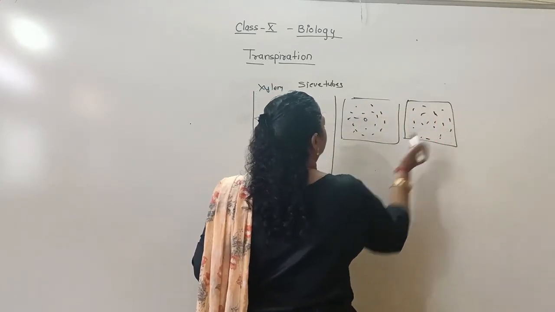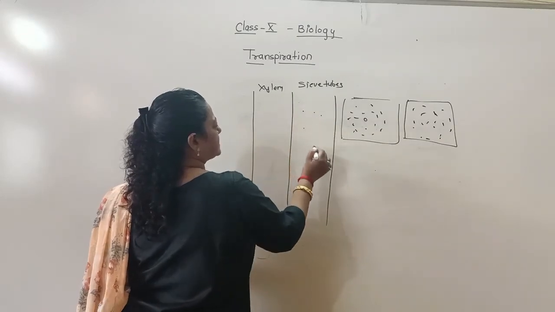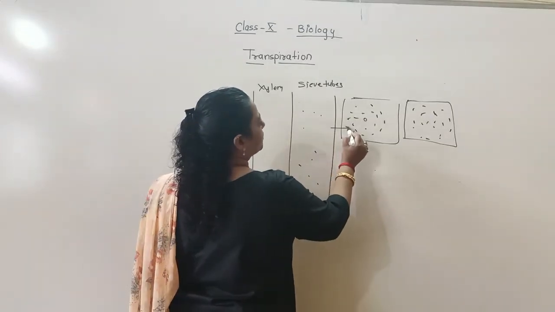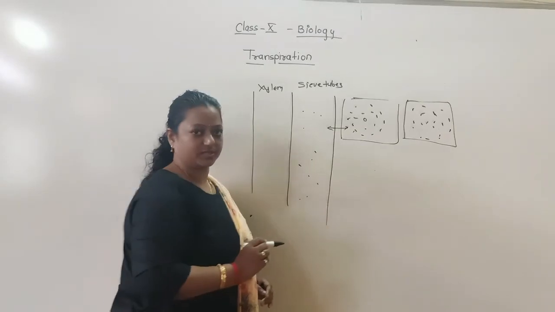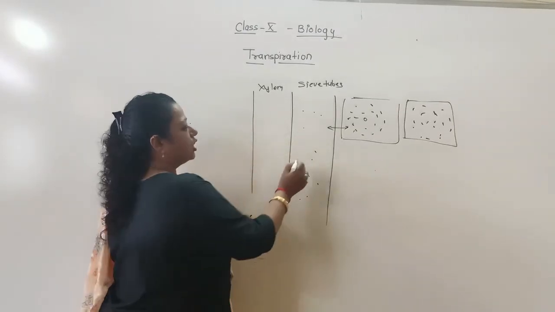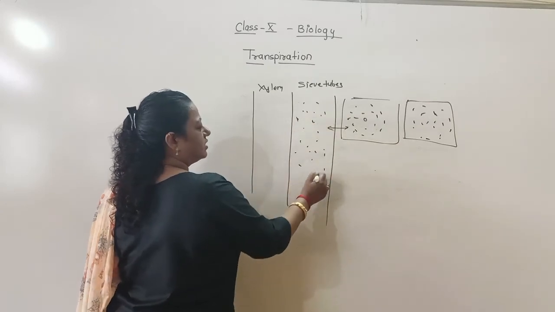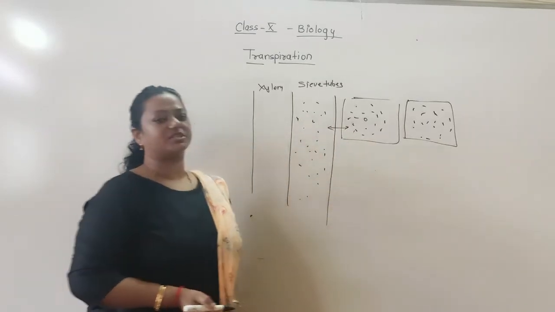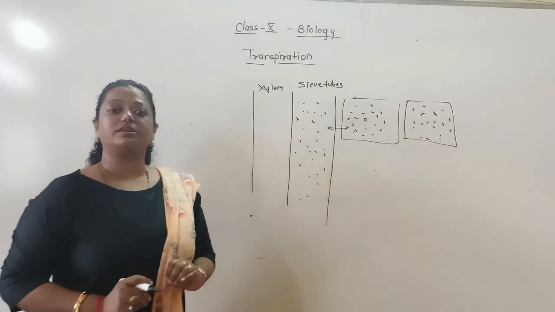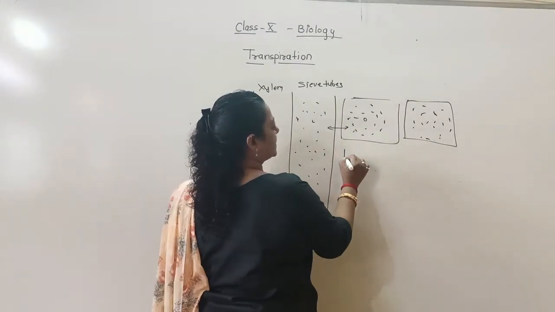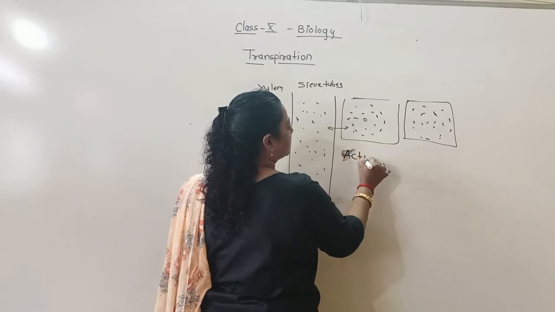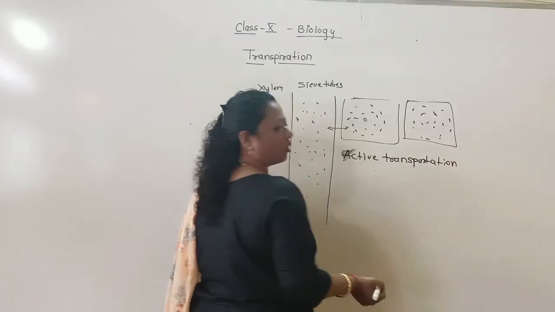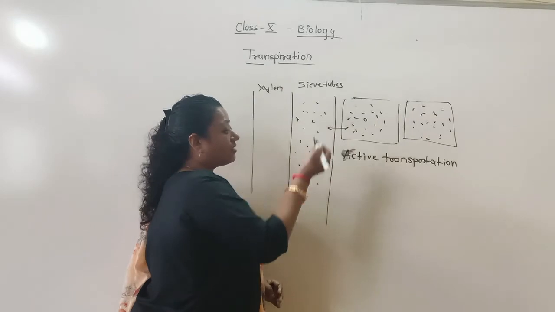Now these sieve tubes contain very little food material, and they are an important part of the phloem tissue. Now, the food will get transferred from higher concentration to lower concentration. Okay, from higher concentration to lower concentration here. As well as sometimes here also the higher concentration would be there. If in both places higher concentration would be there, then the transportation that takes place is called what? Active transportation.